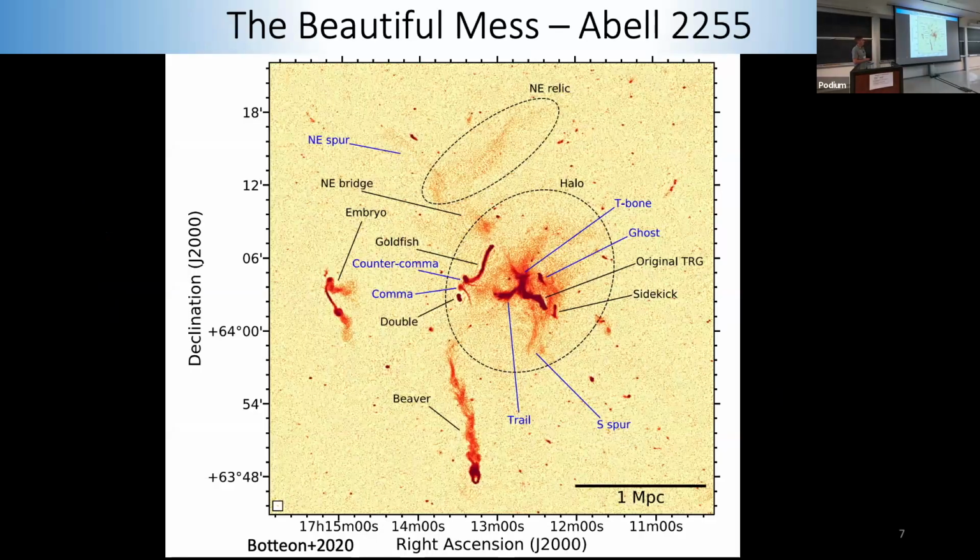This is a paper from 2020 of the same cluster, Abell 2255. It's LOFAR data, 150 megahertz radio observations. The title of the paper was The Beautiful Mess, and it's quite a bit of a mess in radio. You have all of these AGNs, head-tail galaxies like this, the beaver they called it. You have the T-bone here in the center. And then here's the shock wave, this very diffuse emission up here that's really hard to see, especially at 150 megahertz.